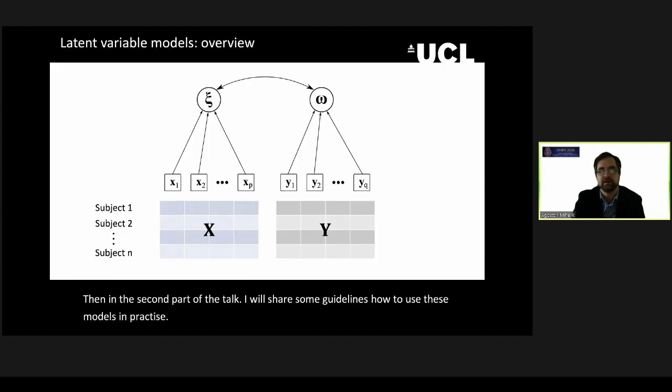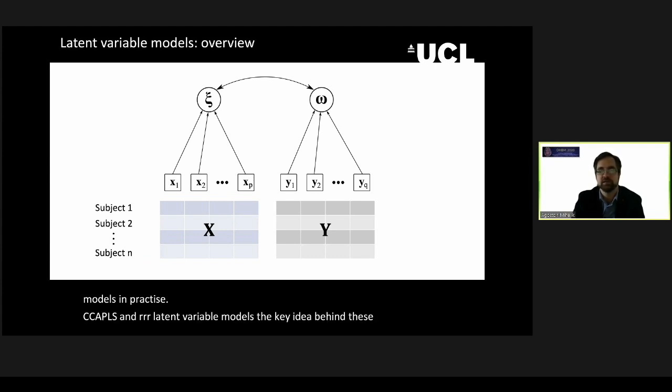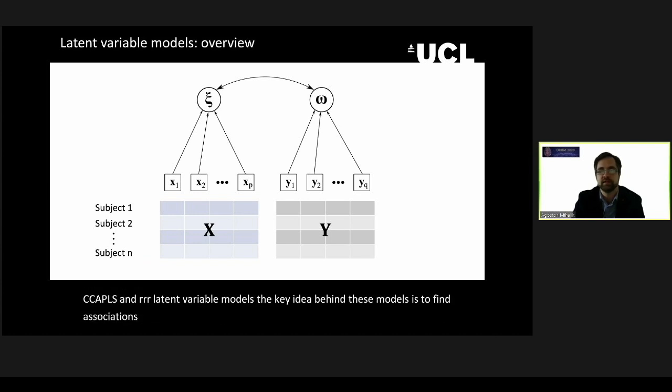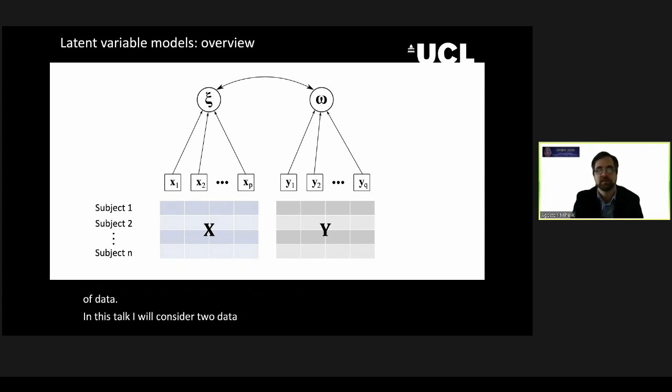CCA, PLS, and RRR are latent variable models. The key idea behind these models is to find associations between the latent representations of multiple views or modalities of data. In this talk, I will consider 2 data modalities. However, the models can also be extended to more.